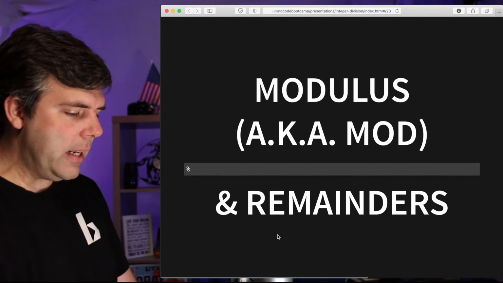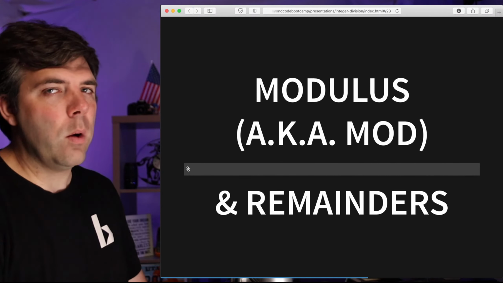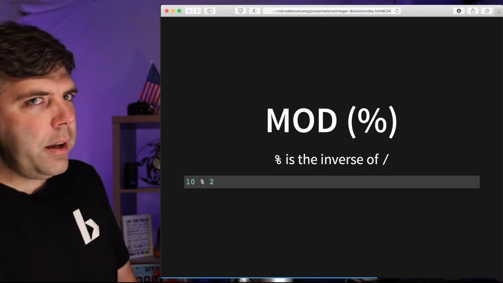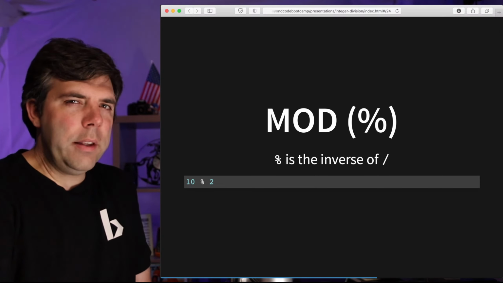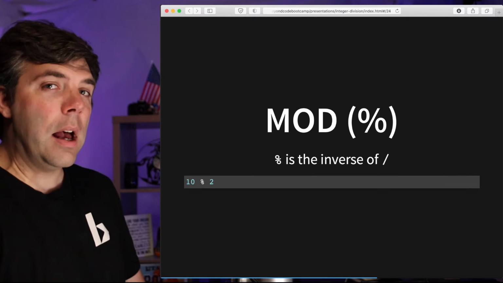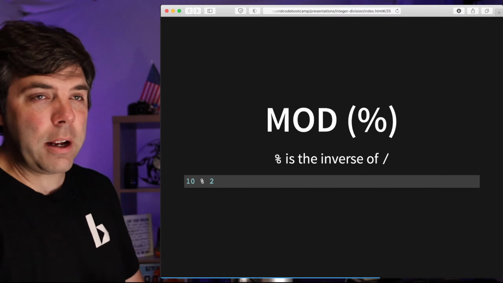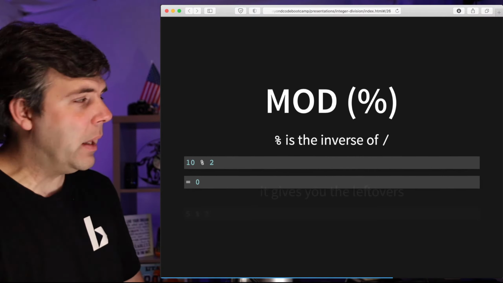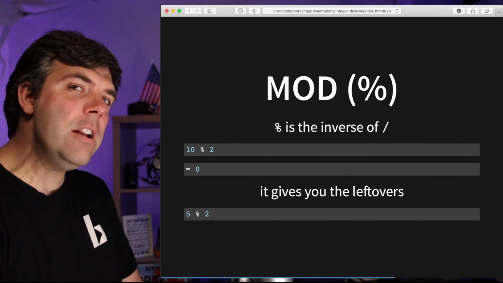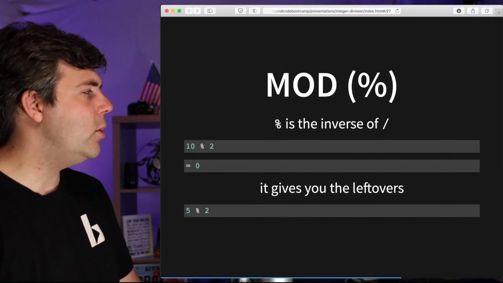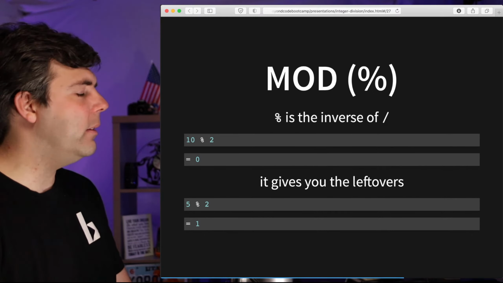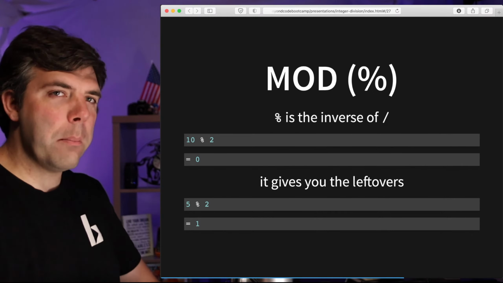The percent sign is the mod operator, or the modulus operator, and what it does is it gives you a remainder. So mod is the inverse, more or less, of whole division. If I do 10 mod 2, I would get back the remainder of 10 divided by 2, so I'm going to get back 0. Now, if I do 5 mod 2, then I will get back the remainder of 5 divided by 2, which is not a half, but 1, because it is what whole number is left over.